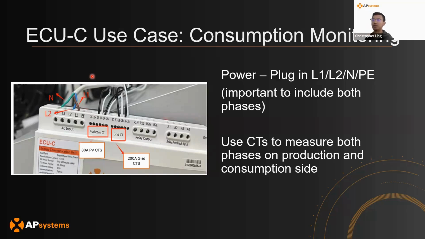One thing I've noticed in the field a lot of the time is that with the ECU-C, they often power it with just L1. But make sure that you also include L2, because we also need to get the voltage measurements to be able to see the readings on that phase.